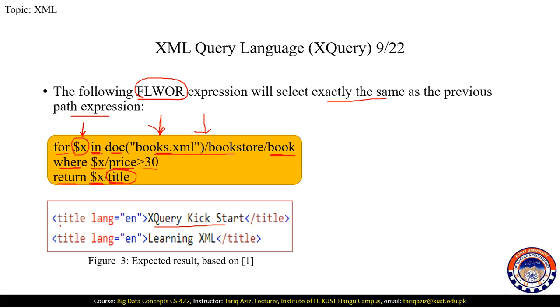So look at this, this query just returned the titles of those books whose prices are greater than 30. XQuery Kick Start, this is the title of the book, and this book's price is greater than 30. The second title is Learning XML. This book's price is also greater than 30, and it returns the title. Okay, so this is the complete query and the expected result.